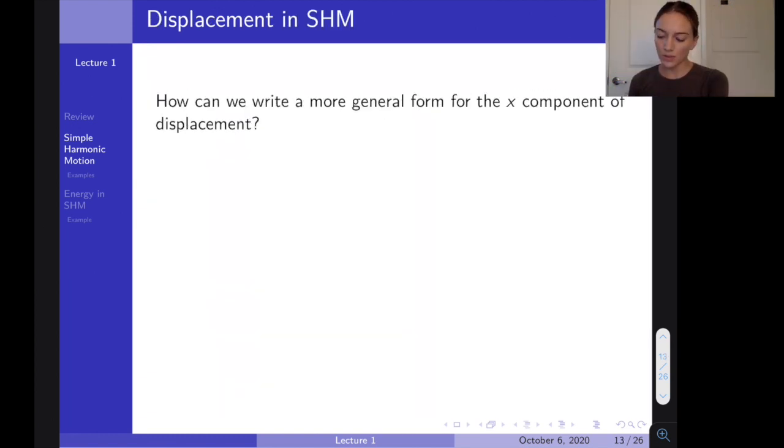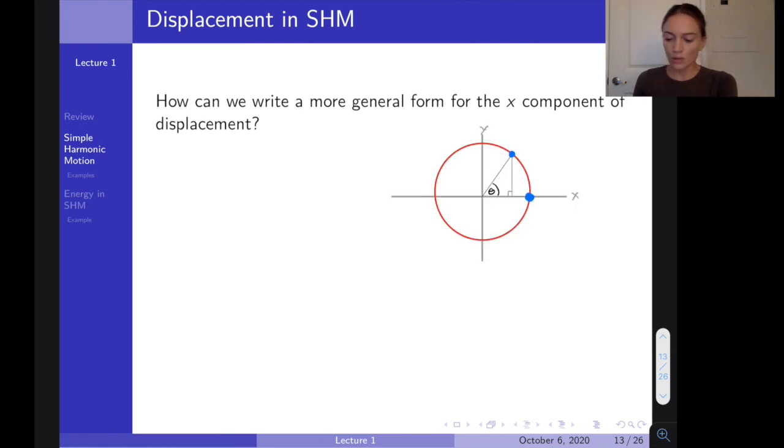All right, now we want to write a more general form for the x component of the position for our harmonic oscillator. So before, we just had that the x component was equal to A times cosine theta. But what if I want to write this as a function of time, and I want to make it valid no matter where on the circle my particle starts? So what if the particle starts actually right here instead of over here? How would I be able to write a more general form for this so that all I need to know is the angular speed and where it started?